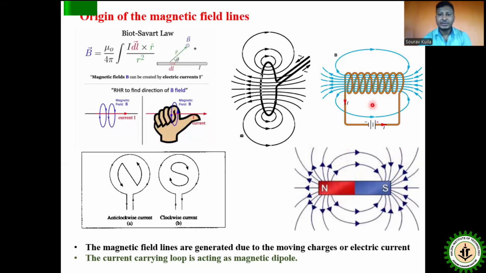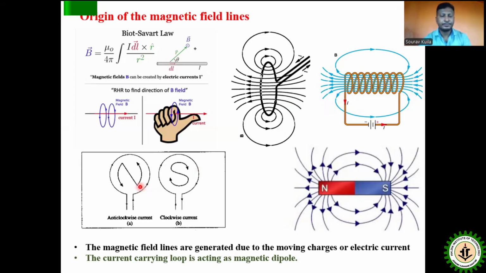Comparing this bar magnet with the solenoid, you can say the north pole is that pole of the solenoid from which the magnetic field lines are coming out, and the south pole is that face into which magnetic field lines are entering the solenoid.